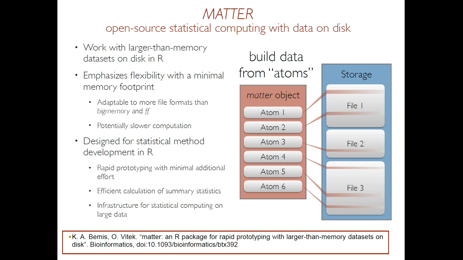So it's designed for statistical method development. When you have some sort of new file come at you from an experimental lab and you want to work with that file, hopefully you would be able to use Matter to work with that file as quickly as possible, rather than trying to convert it to another format or spend a lot of time and headache trying to figure out how to read it into R. It has efficient calculation of summary statistics, and all of your other apply type methods that you would expect in an R package are also available and implemented in Matter.